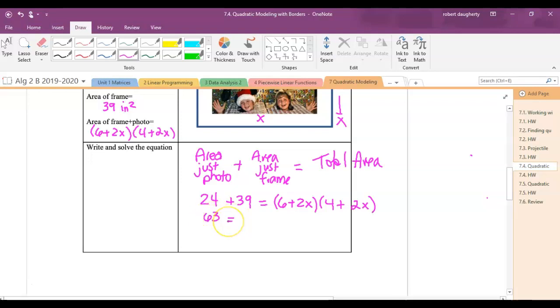63 is equal to 24 plus 8x plus 12x plus 4x squared. How will I solve this? What will I do? Combine terms, move that 63 over. So this is going to give me 0 is equal to what? 4x squared plus 20x, and then 24 minus 63, negative 39.